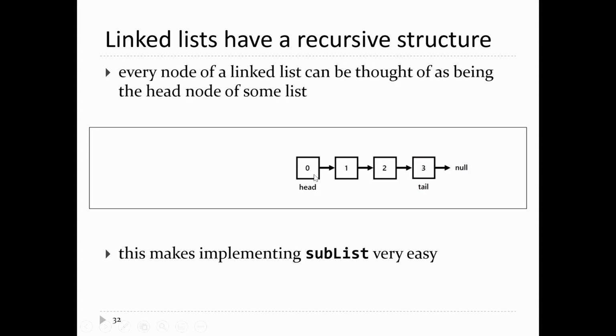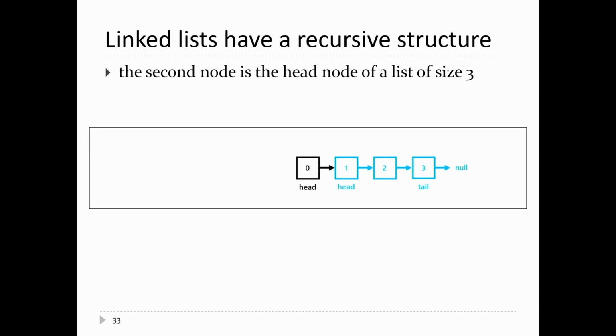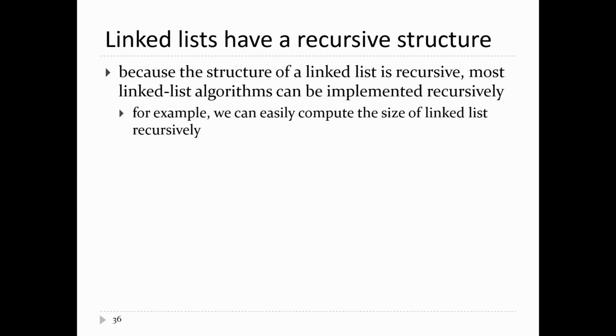The first node here is the head of the linked list of size 4. The second node, you can think of as being the head node of a list of size 3. The third node is the head node of a list of size 2. And the last node is the head node of a list of size 1. Now, because the structure is recursive, it's relatively easy to implement algorithms on linked lists that are also recursive.